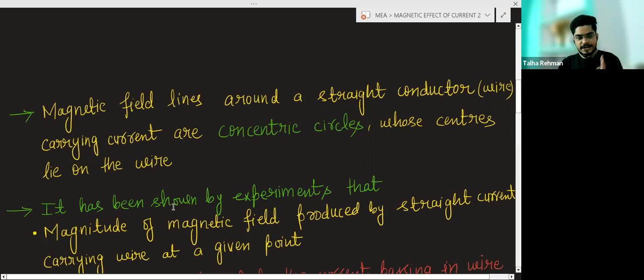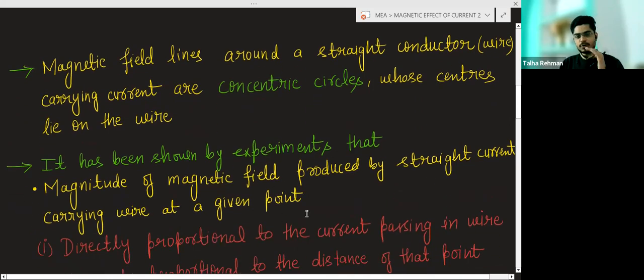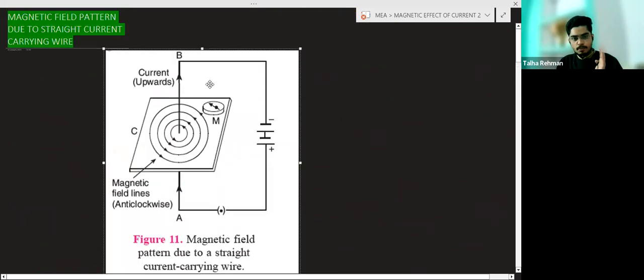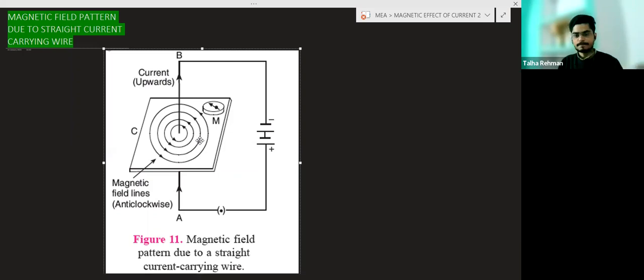But here it has been shown by experiments that the magnitude of the magnetic field produced by the straight current carrying wire at a given point is directly proportional to the current passing in the wire. Means the more current passes in the wire, the more will be the strength of the magnetic field around the wire.